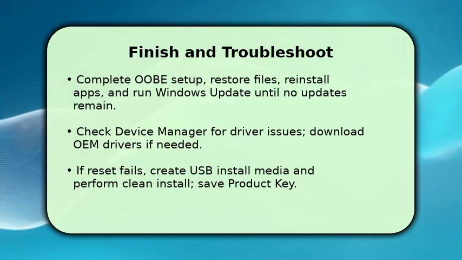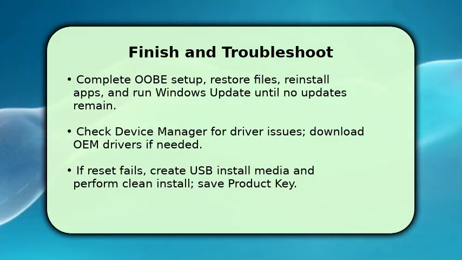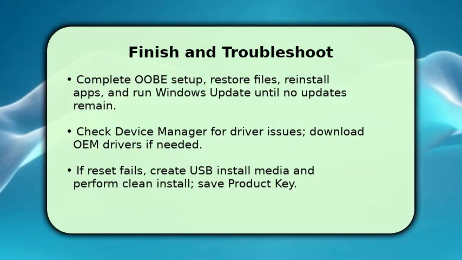If the reset fails or loops, create USB install media and perform a clean install, keeping your Windows product key ready. This final tip resolves persistent corruption.